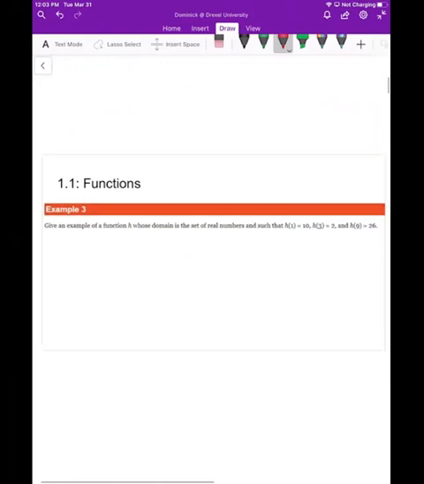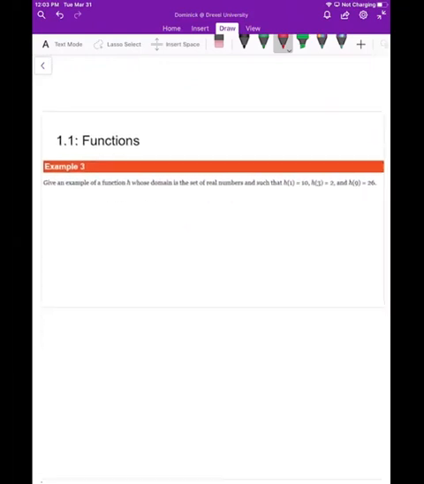Okay, so in example 3, we want to give an example of a function h whose domain is the set of real numbers, and such that if we plug in 1, we get 10. When we plug in 3, we get 2. And when we plug in 9, we get 26. Now there's an infinite number of possible answers you could give for this.